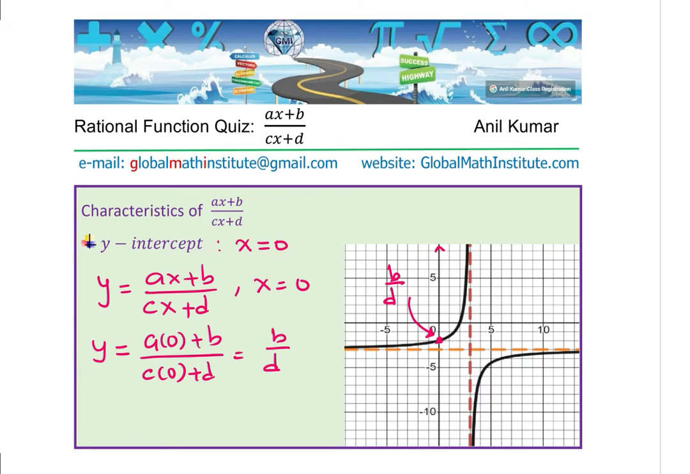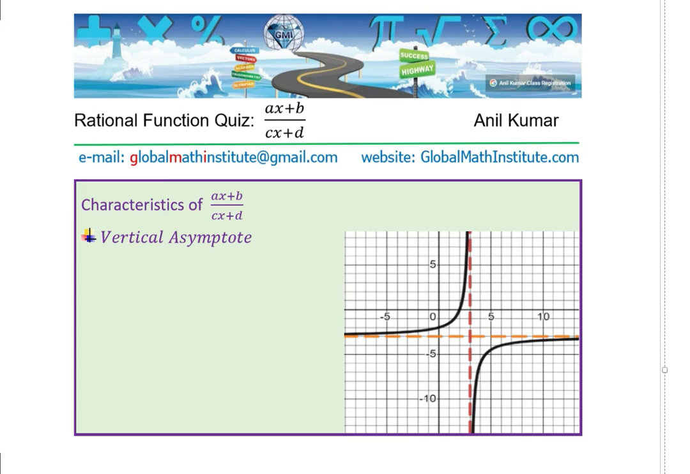So this point here on the graph is basically from the equation b over d. You get the idea, right? So that is why we are showing all this. So coordinate point for y-intercept will be x value being 0 and y value being the ratio of b and d, right? So this particular ratio, that is y-intercept. Is that clear to you?